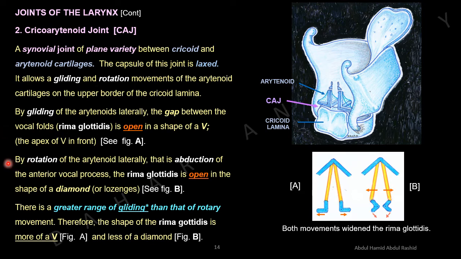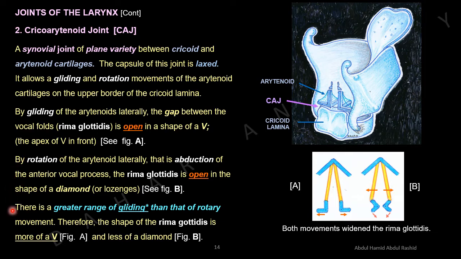By rotation of the arytenoid laterally, that is, abduction of the anterior vocal process, the rima glottidis is open in the shape of a diamond, like a lozenge. See figure B. So when the arytenoid cartilage abducts, rotating laterally, the opening of the rima glottidis is now diamond shaped.